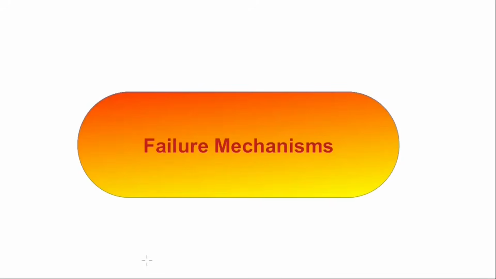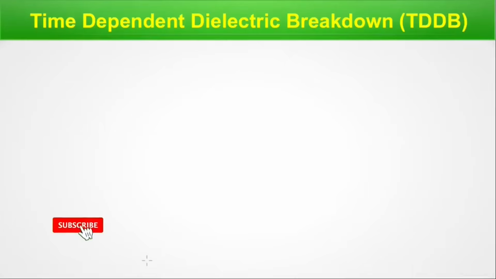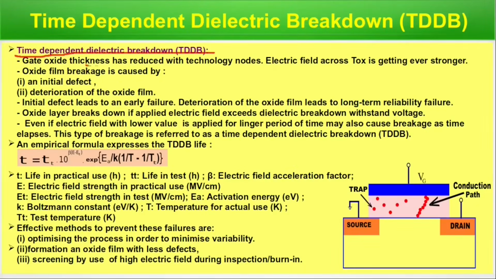Now failure mechanisms. First mechanism is time-dependent dielectric breakdown or TDDB. Gate oxide thickness has reduced with technology nodes. The electric field across T-ox is getting ever stronger. Oxide film breakage is caused by an initial defect or deterioration of the oxide film.